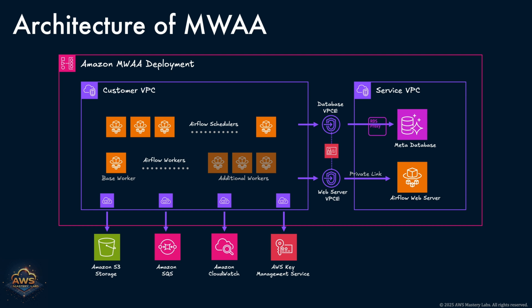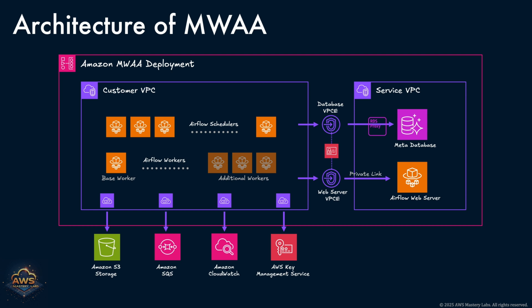From there, MWAA interacts with a broad range of AWS services as part of workflow execution. Amazon S3 is where DAG files, plugins, and dependencies are stored. MWAA automatically pulls the latest workflow definitions and code from S3. Amazon CloudWatch provides monitoring, logging, and alerting capabilities for Airflow tasks and infrastructure health. Amazon RDS is used to store the metadata information.